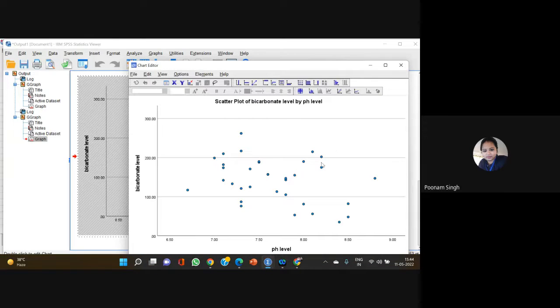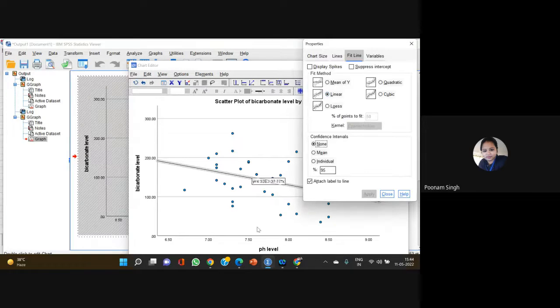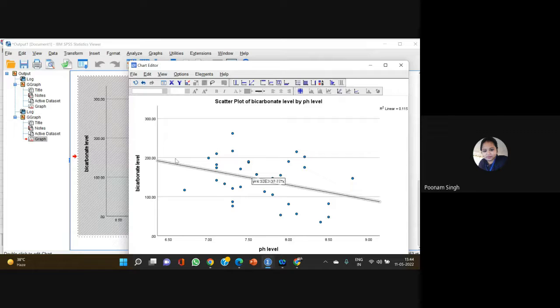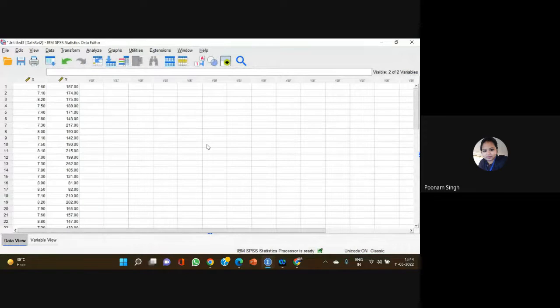And if you want to draw that line, you can go to this option, add fit line at total, and you can see, as I told you, the points are scattered around this straight line. So we can say that pH level and bicarbonate level are negatively correlated. If we put the bicarbonate level on this side also, the same result will be there. It means if the bicarbonate level in the water increases, then the pH level decreases. If one thing increases, the other thing decreases. We can interpret it that way.